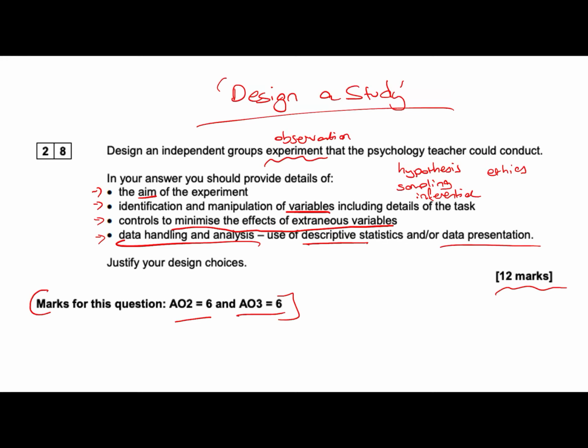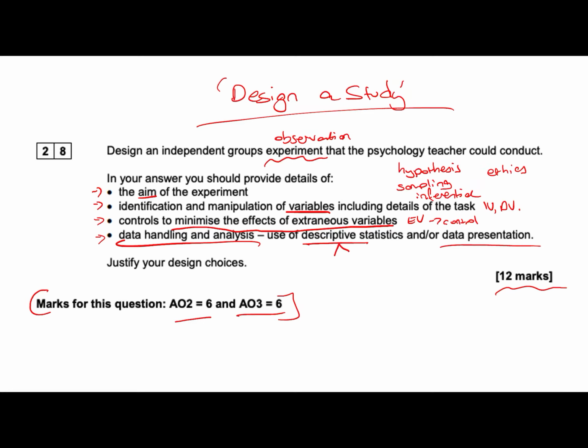Okay, so let's break this down. In your answer, you should provide details of the aim of the experiment, identification and manipulation of the variables. So this is our IV and our DV. Controls to minimize the effects of extraneous variables. So we need to look at what extraneous variables might be present and how we're going to help to control and minimize them. And then finally, data handling and analysis. And they've specifically said descriptive statistics and/or data presentation.